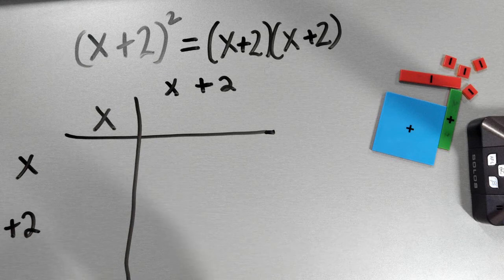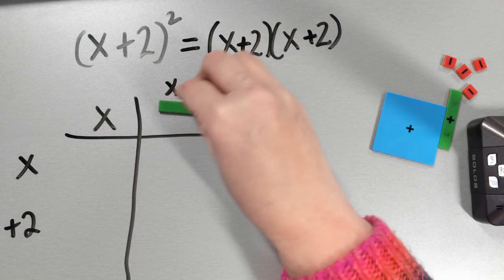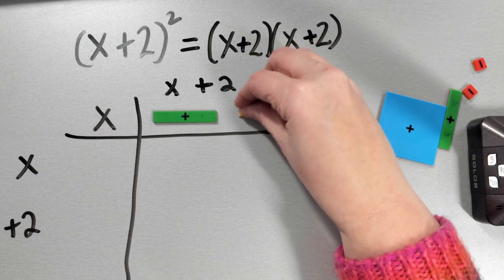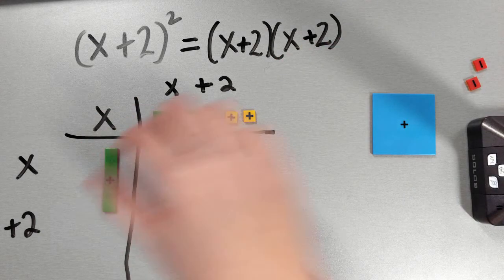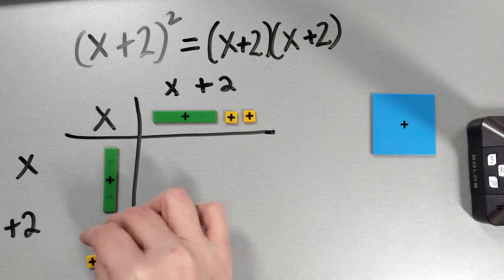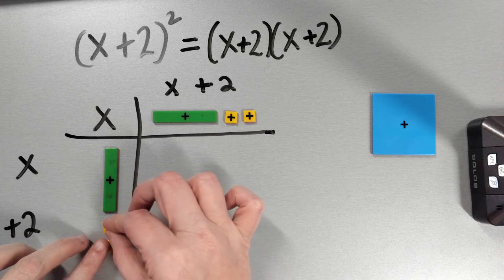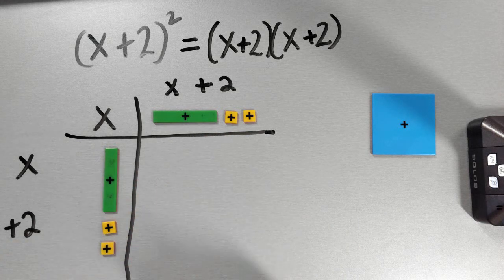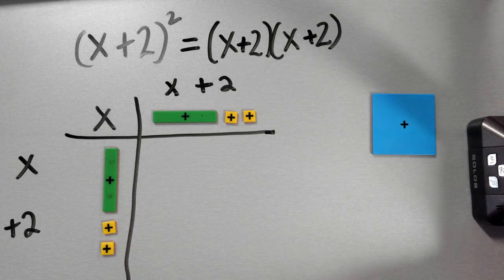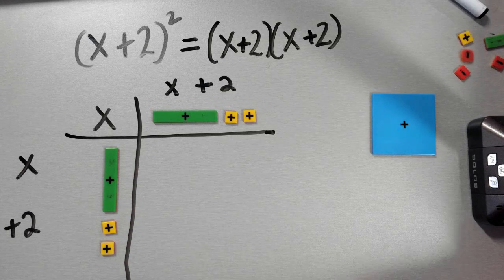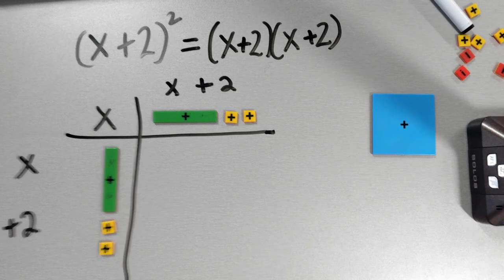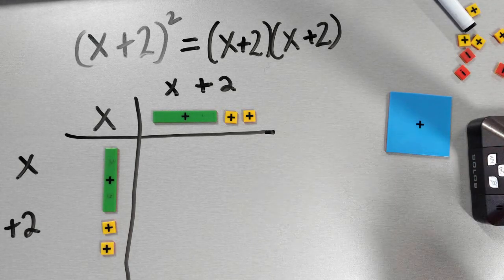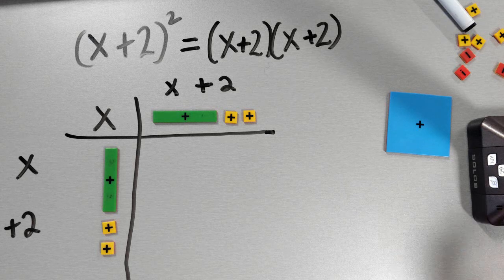All right, so I'm going to set up my tiles first. So I have an x and 2 positives, an x and 2 more positives. And again, some of you are right now thinking the answer is x squared plus 4. Let's see if that is the case. Ooh, I need one more tile. No, I don't. Okay, so first of all, first thing I'm going to do is I am going to look.